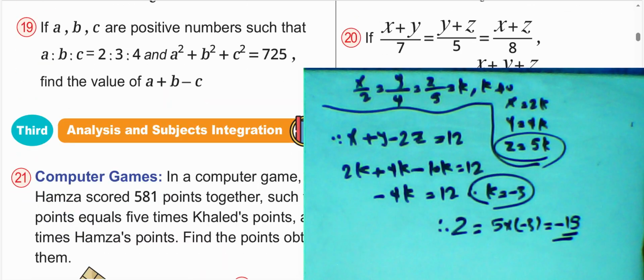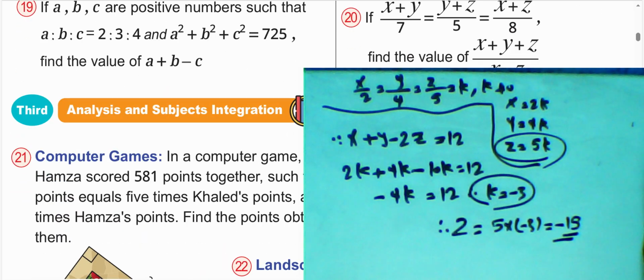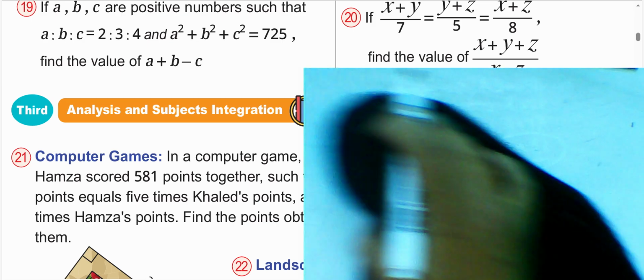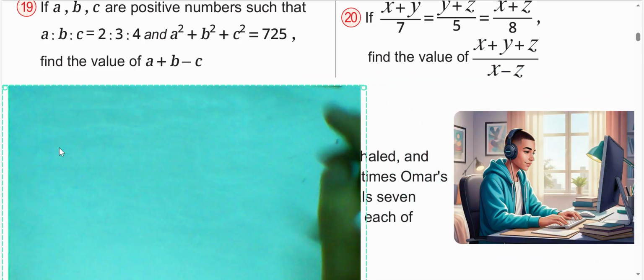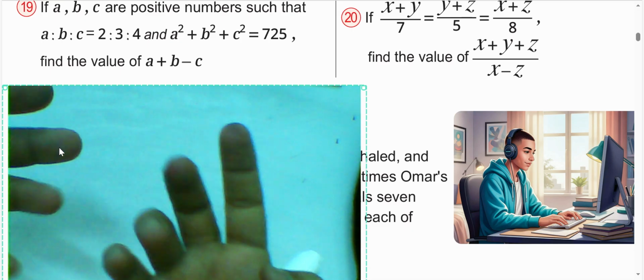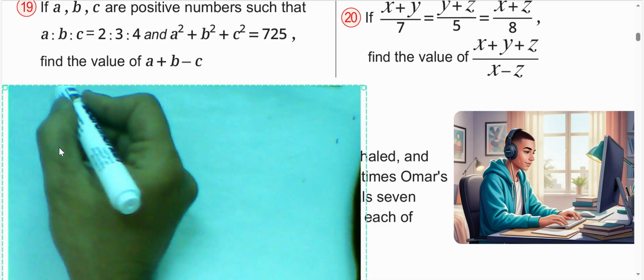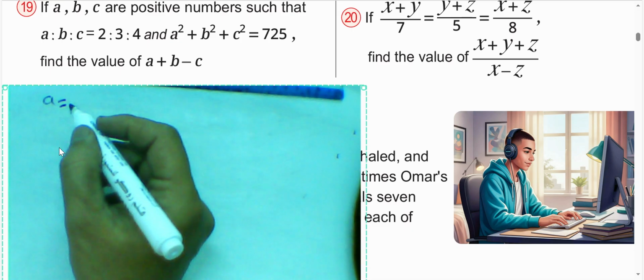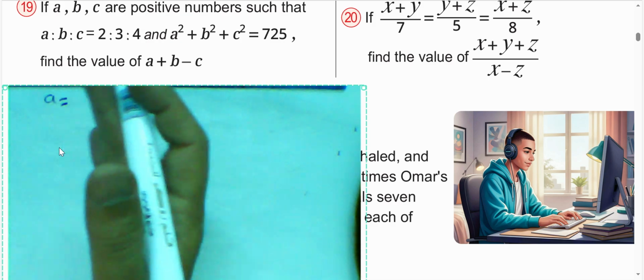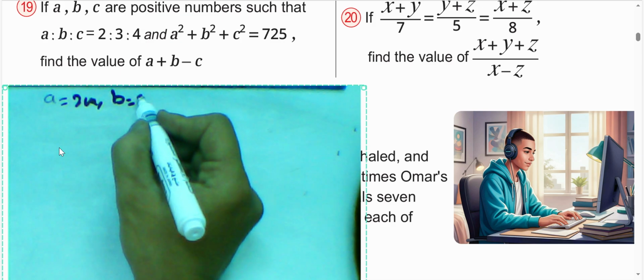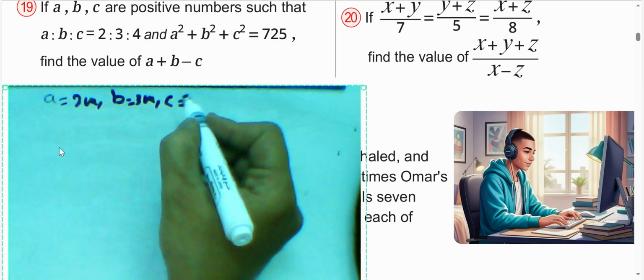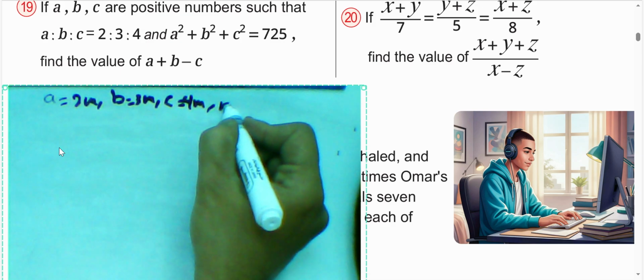Next, question number 19. If a, b, c are positive numbers such that a to b to c equals 2 to 3 to 4 and a power 2 plus b power 2 plus c power 2 is 725, what is the value of a plus b minus c? First step, we can put a constant. Look at the ratio a, b, c, 2, 3, 4. Then the value of a equals 2m and the value of b equals 3m and the value of c equals 4m, and m is not equal 0.